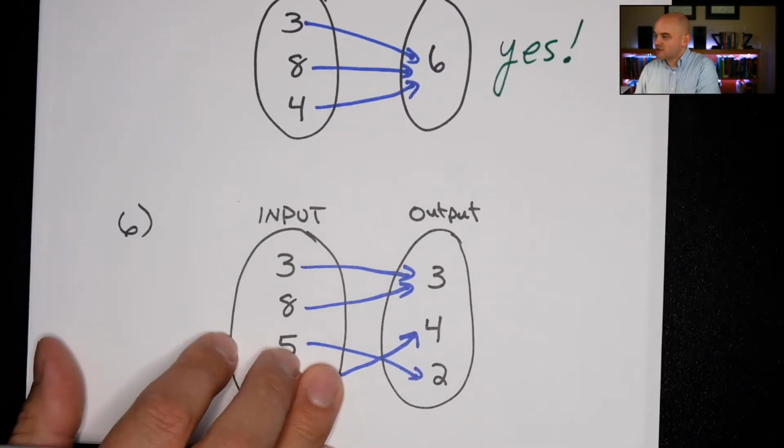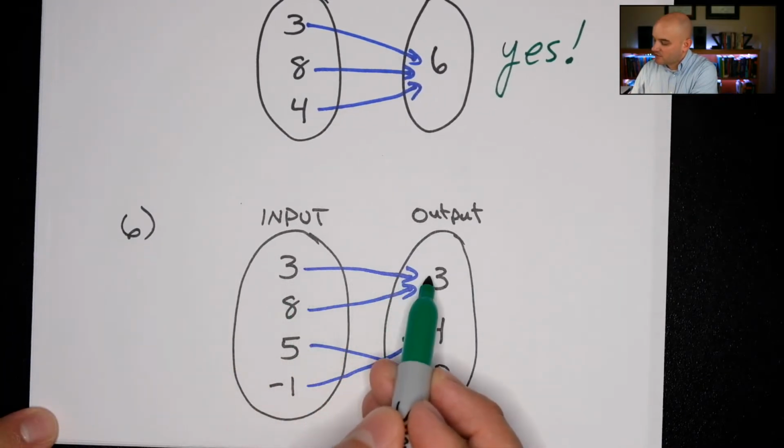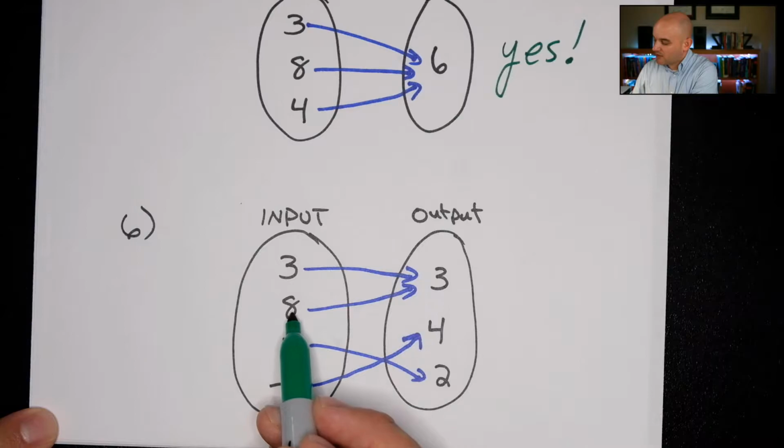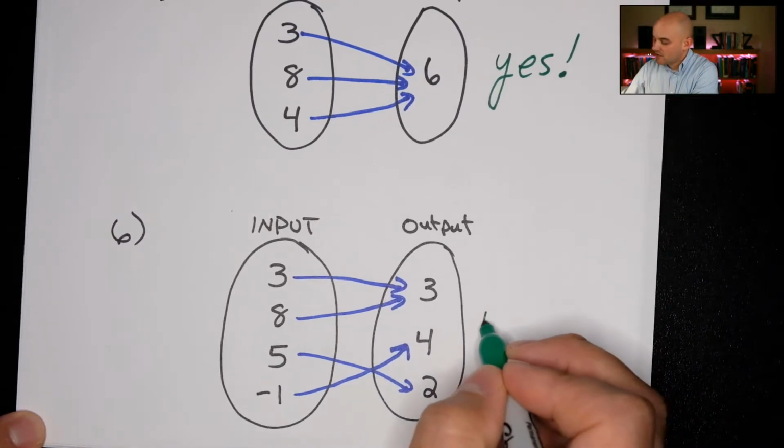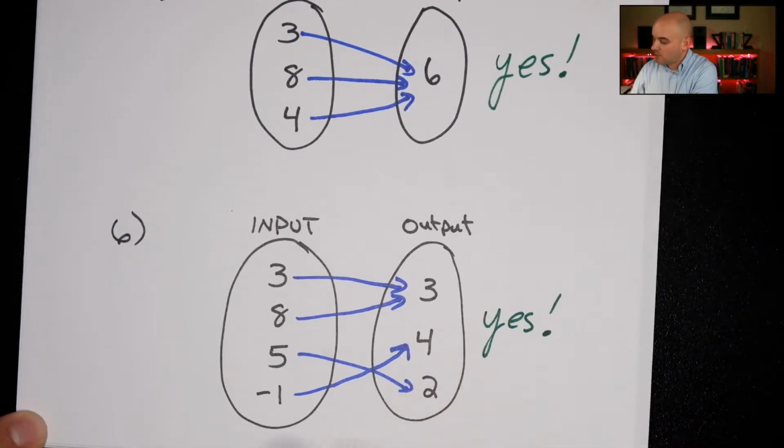Next one, number 6 right here. Input 3, it goes to 3. Input 8, it goes to 3. That's okay so far. Input a 5, it goes to 2. And when we input a -1, it goes to 4. It looks good here. Yes, this is a function. For every input, I get one output.